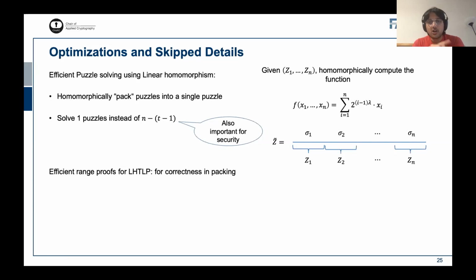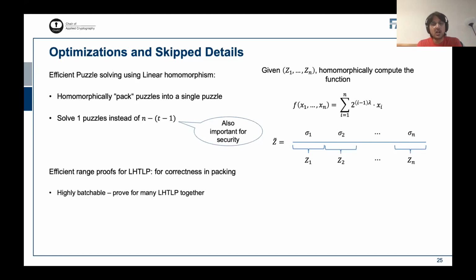So the committer also has to prove that each of these puzzles Z1, Z2, and so on actually embeds whatever secret, that is in this case sigma 1, sigma 2, and so on. He has to prove that each of these values lies within some range, and within some bound, and then using this you are guaranteed correctness in the packing.